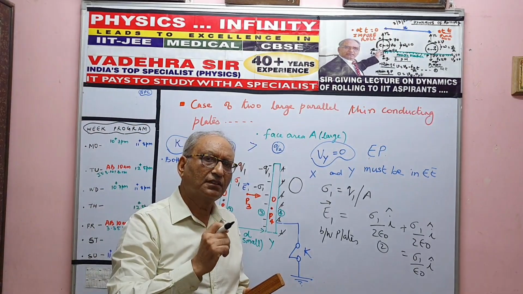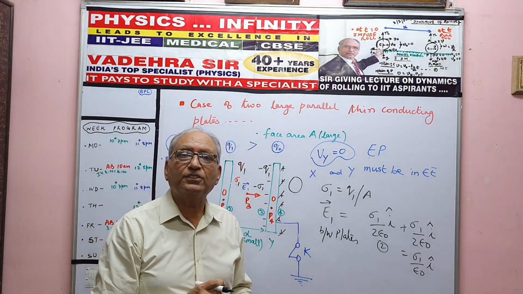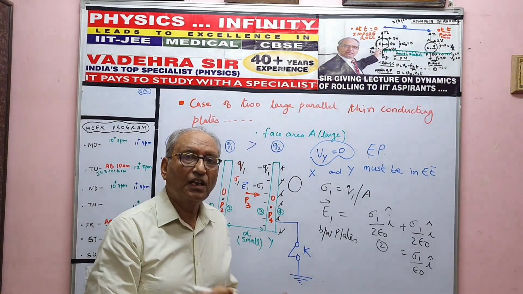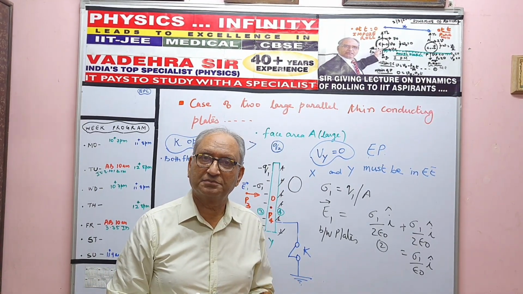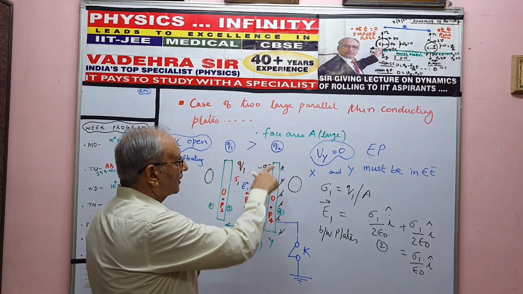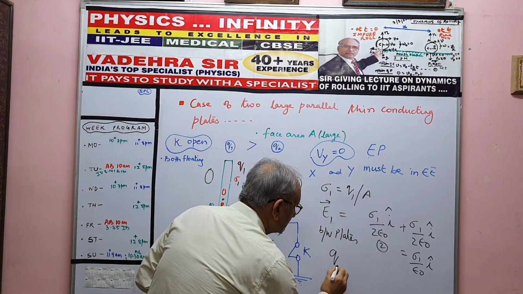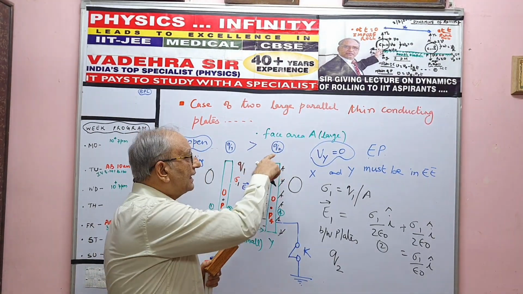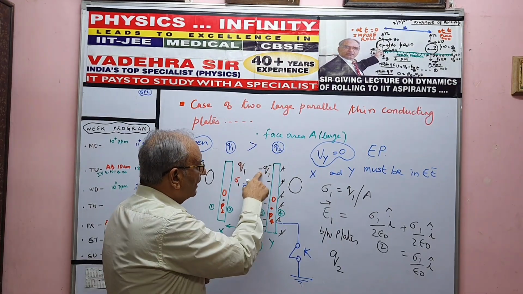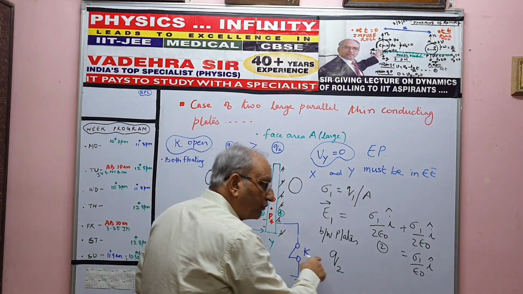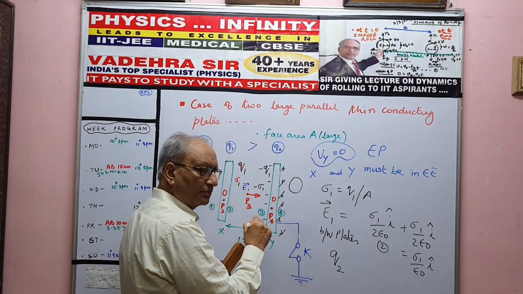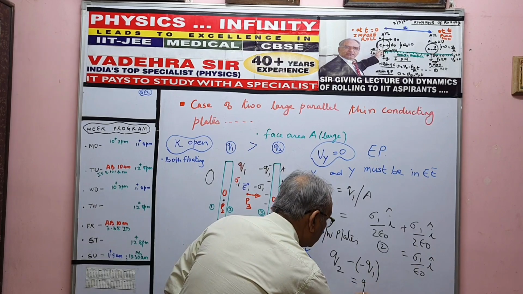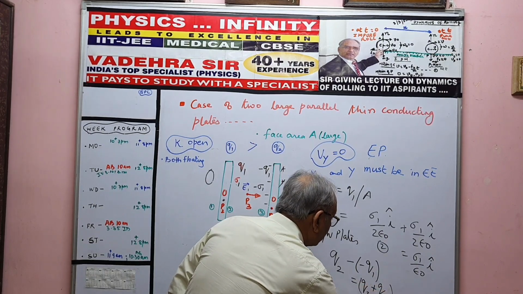Now I ask you a question. In closing the switch, how much charge flows down to earth? Of course, the answer: originally it had Q2, and finally it has minus Q1. So the charge that will flow down to earth via this switch will be Q2 minus minus Q1, that will become Q2 plus Q1.